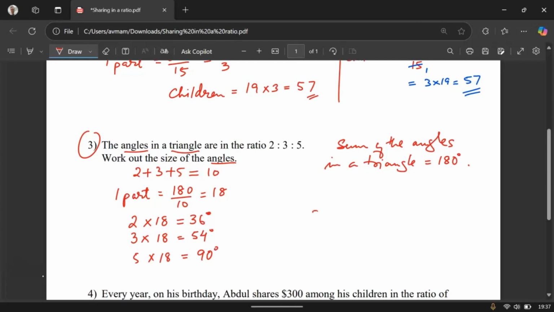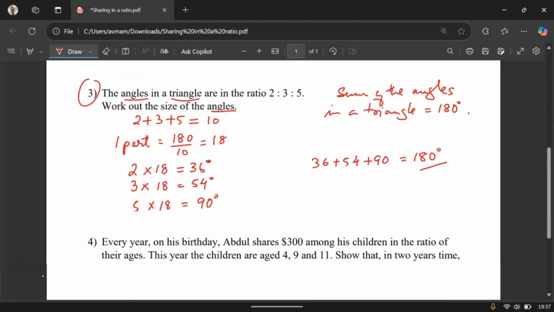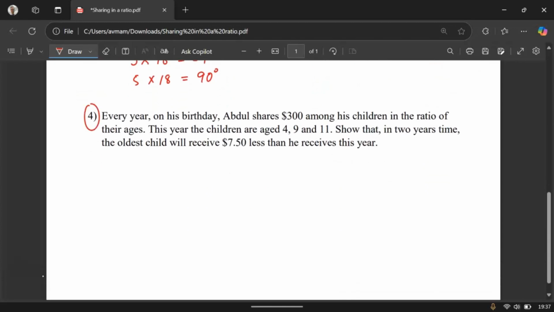Just to make sure, add 36 plus 54 plus 90. That should give us 180 degrees. Let us look at question number 4. Every year on his birthday, Abdul shares $300 among his children in the ratio of their ages. This year, the children are aged 4, 9, and 11. Show that in 2 years' time, the oldest child will receive $7.50 less than he receives this year.